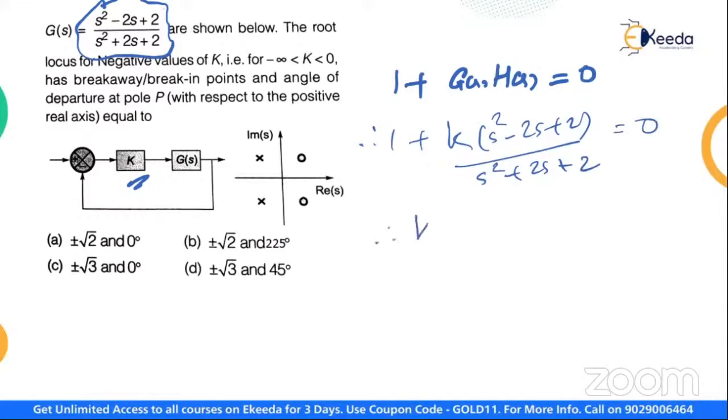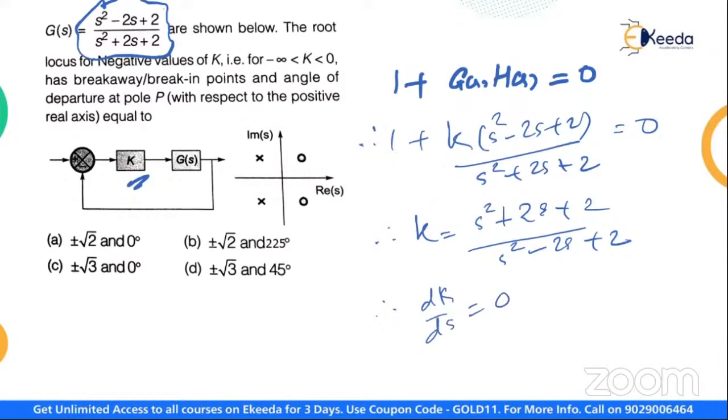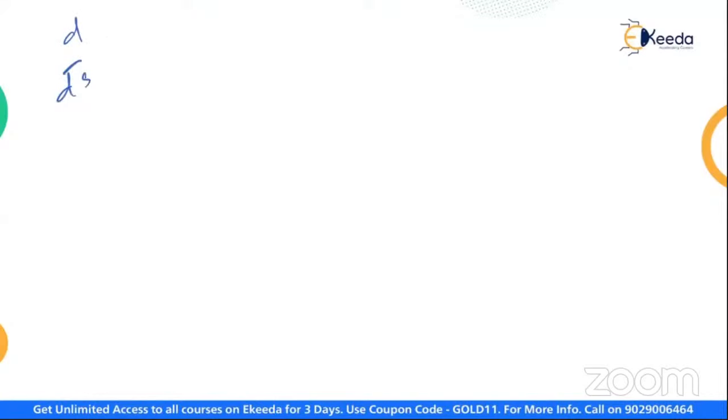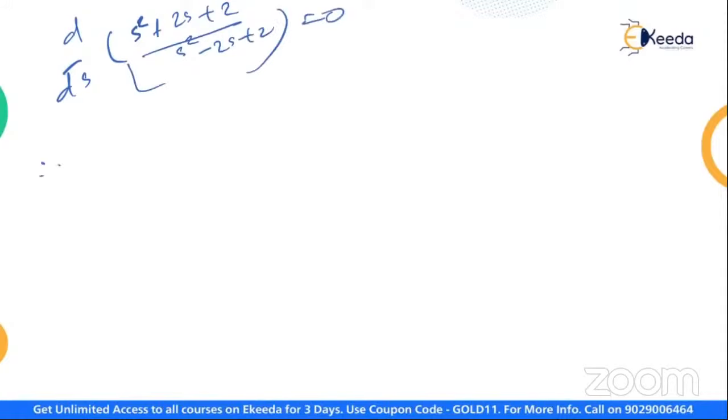Therefore, what is the value of k? K is equal to (s squared plus 2s plus 2) upon (s squared minus 2s plus 2), with a negative sign. Is it correct? Yes, sir. Now, you want to take the derivative because dk by ds is going to be 0. So dk by ds is equal to d by ds of (s squared plus 2s plus 2) upon (s squared minus 2s plus 2) equal to 0. Now, if you take the derivative, it is (v du minus u dv) upon v squared. If you consider this to be v and this to be u, so you get what?